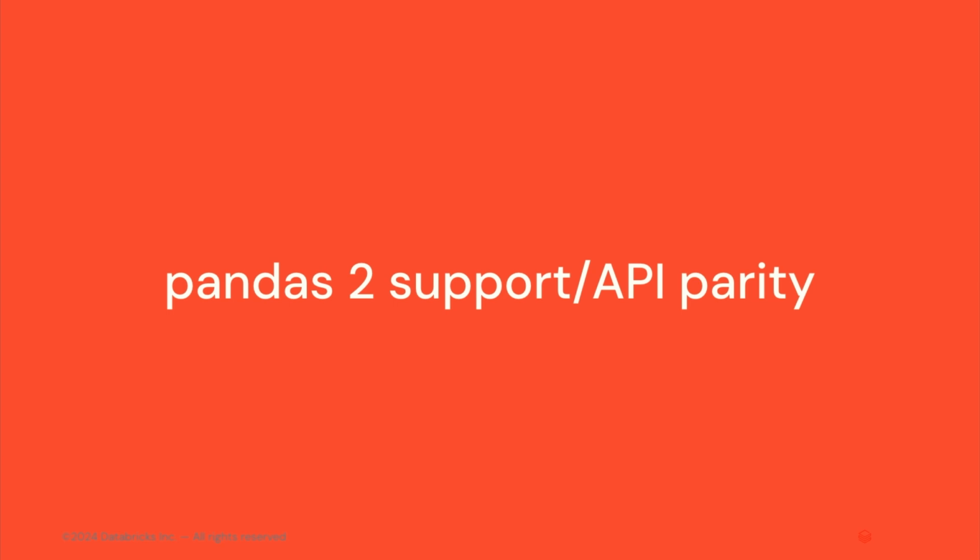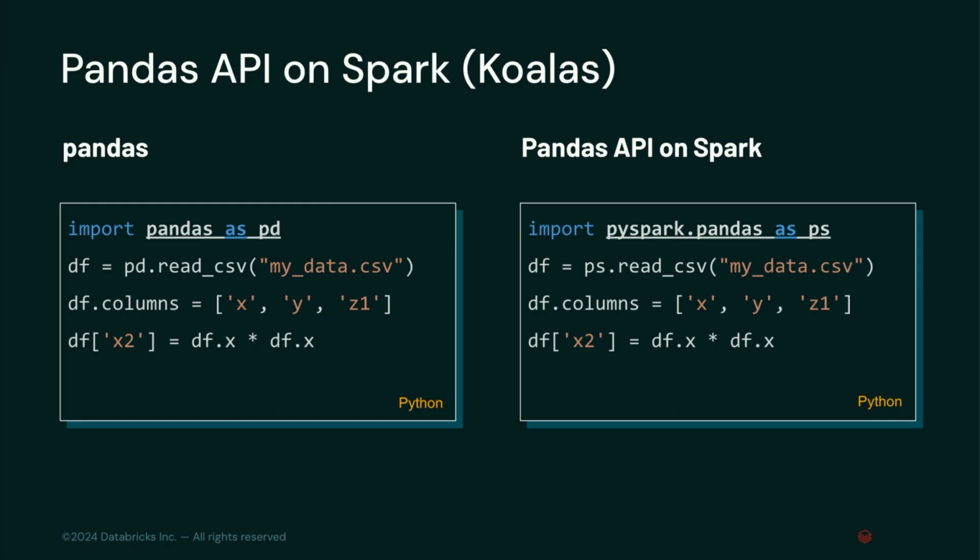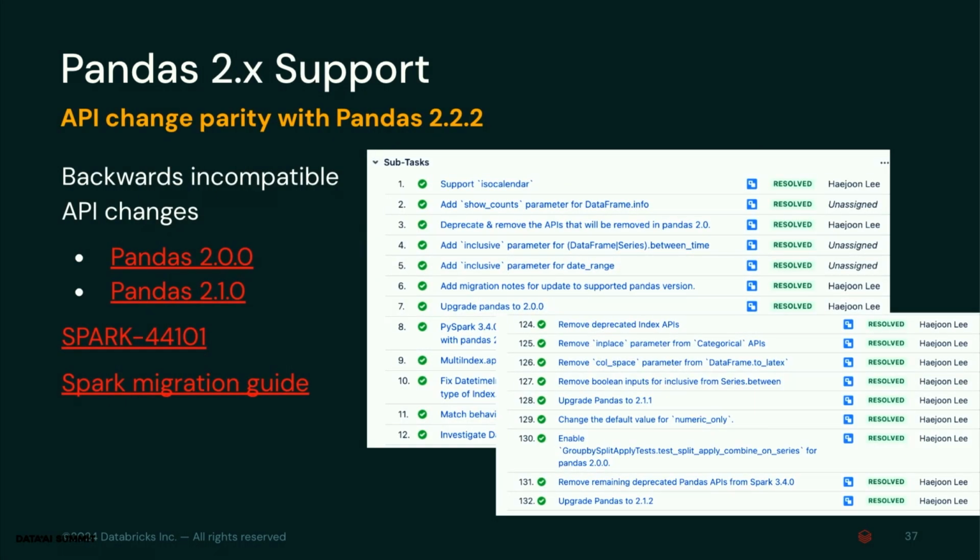And pandas 2 support. In Spark, we merged the previous Koalas project into Spark as the pandas API on Spark module. It allows you to make a very simple change to your import code to run your pandas code on Spark clusters. In Spark 4.0, we support the pandas 2.x API. Before it was pandas 1, so there is a backward compatibility concern, so you must be careful when you upgrade to Spark 4.0. We provide a very detailed adaptation guide to explain the differences in the pandas 2 API.